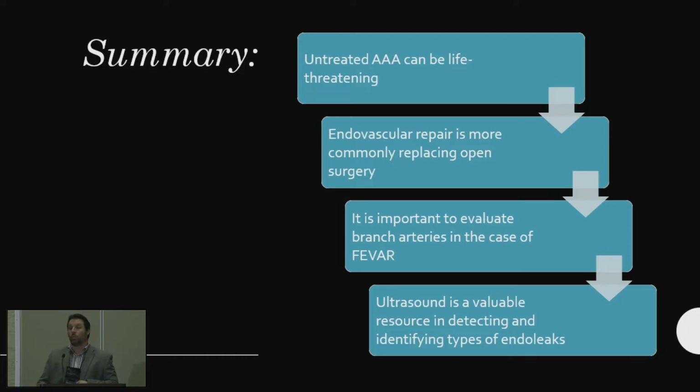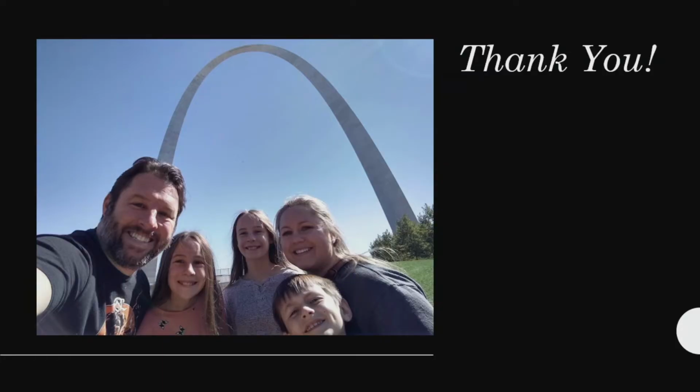We can look at it in real time, and we can see the blood coming in from the IMA maybe, or maybe we can see a subtle leak that's happening at the distal attachment site. So it's really important to optimize our machines and to take our time looking for these different types of leaks, and then to know the different types of leaks so that we know what we're looking for and we can report it accurately.